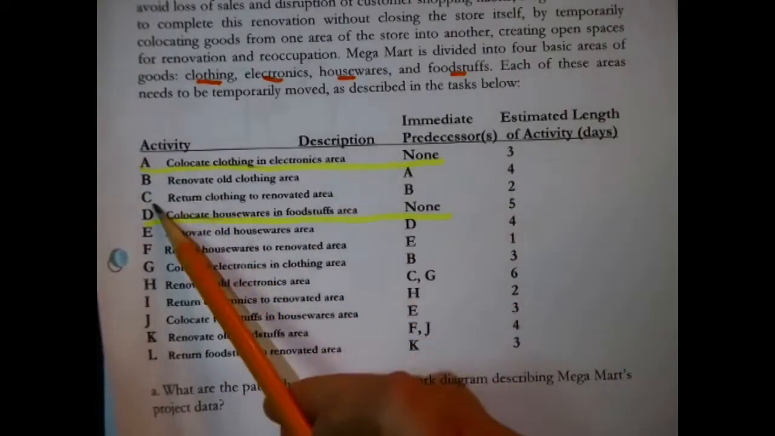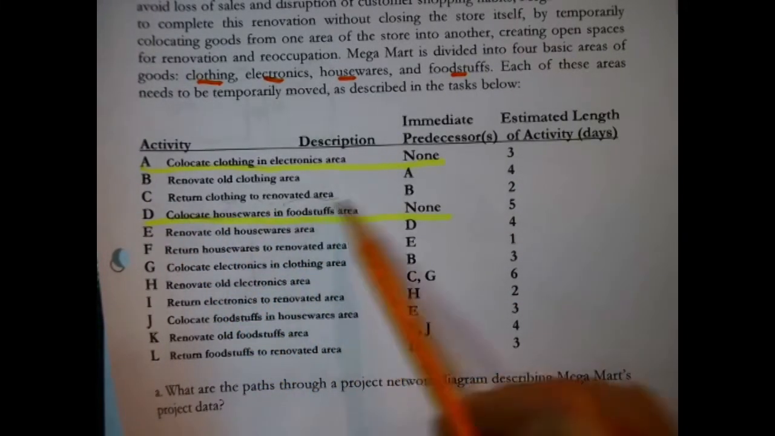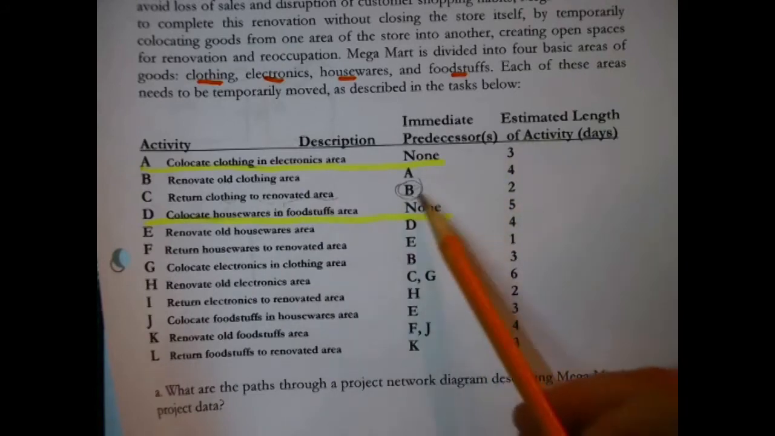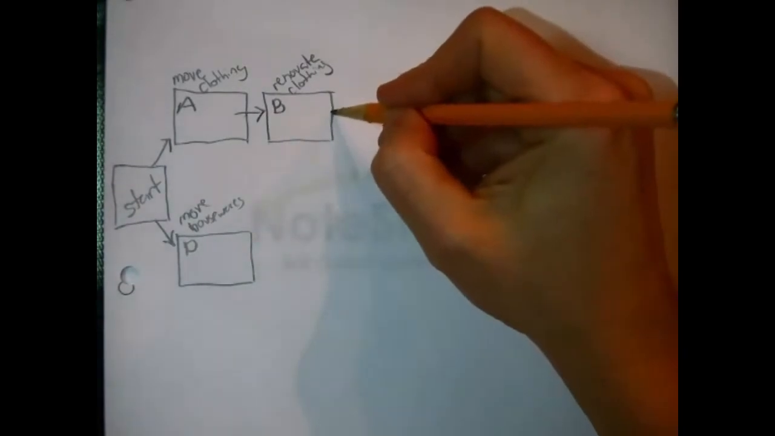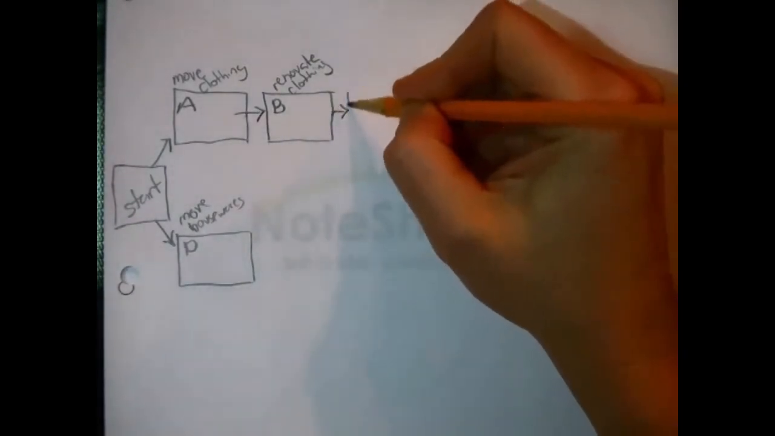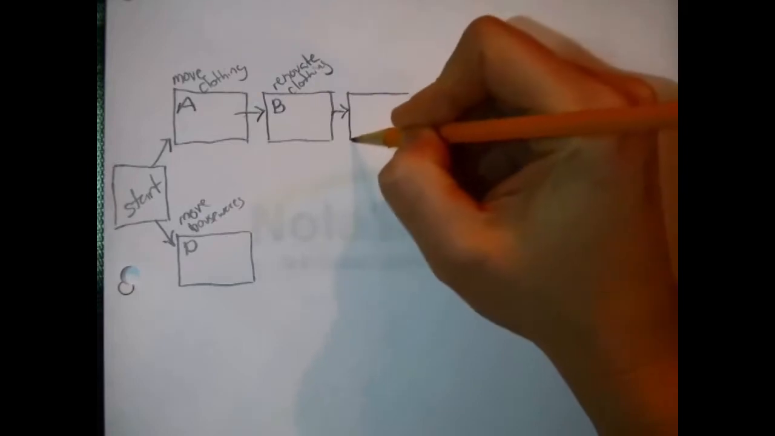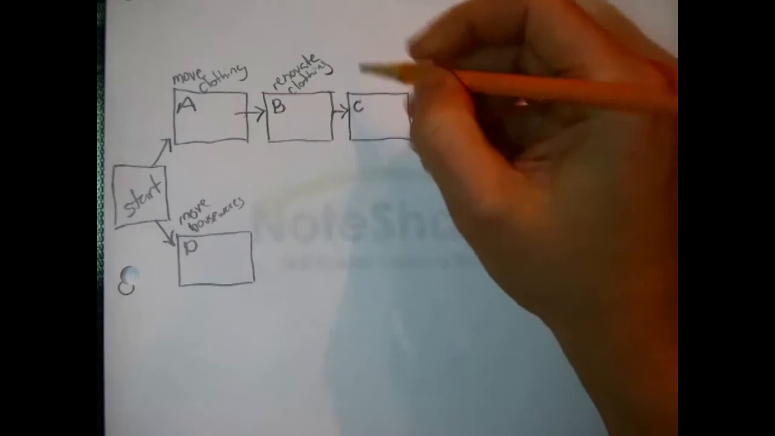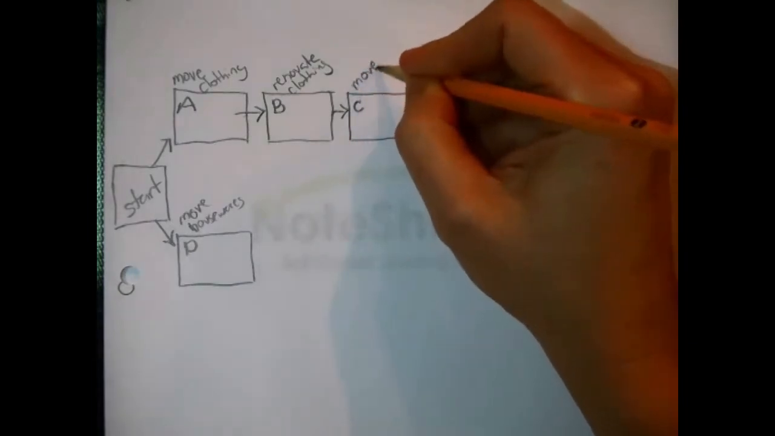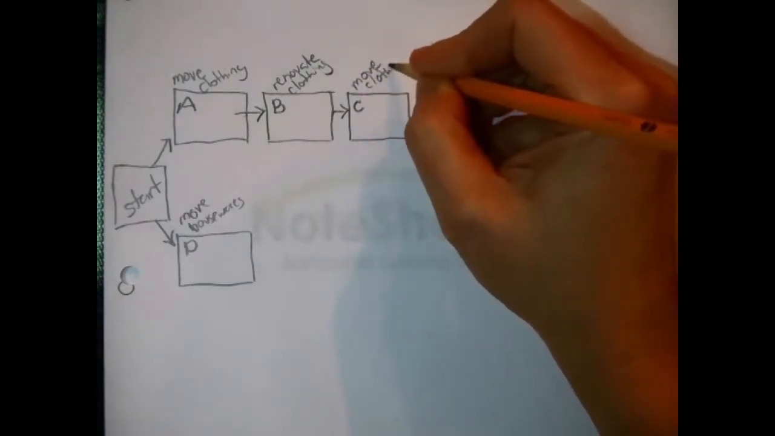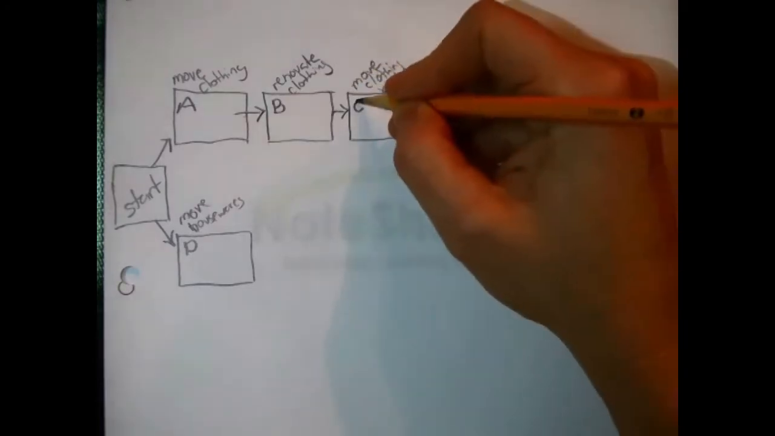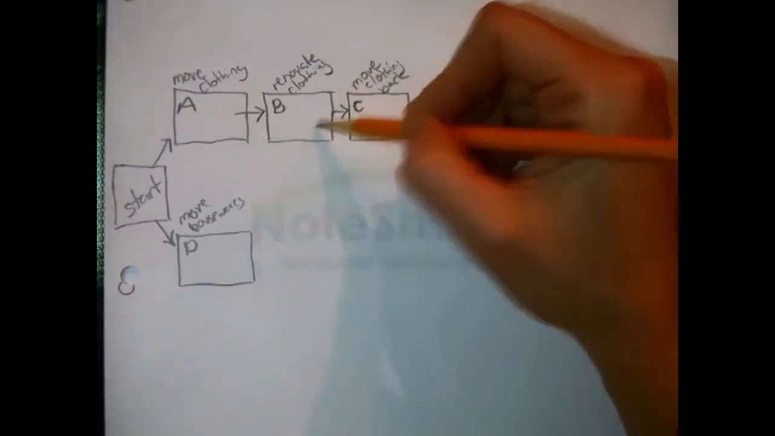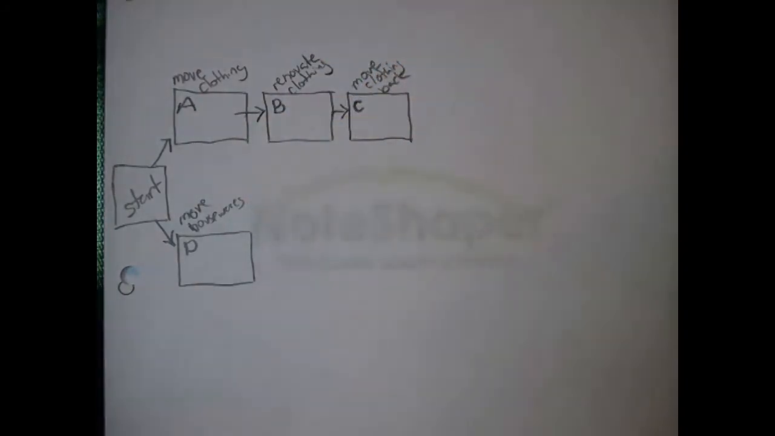Now I'm looking at C, return clothing to renovated area. Right, when you're done with the renovation of that area, you can then do this. So let's just add that as long as we're working along this path. When you're done renovating that area, move clothing back. That's what I'm going to write because that's what C means. Okay, move it out of the way, renovate, move it back.